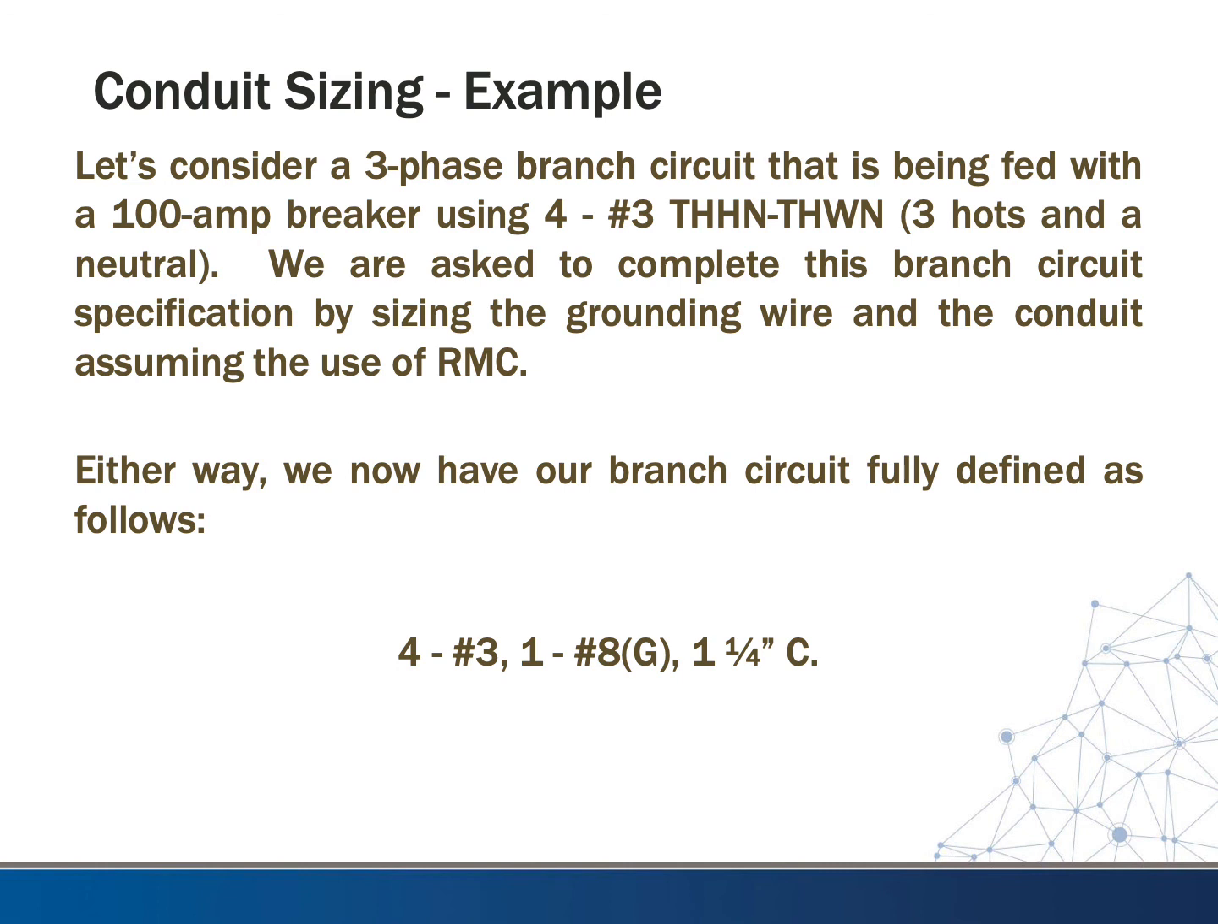So here, either way, we now have our branch circuit fully defined as follows. And so this is the way we would note it on our plans typically. It's 4 number 3, 1 number 8 ground with 1.25 inches C for conduit. And so now we're done sizing our branch circuit. This is the total information we need to supply on our plans.